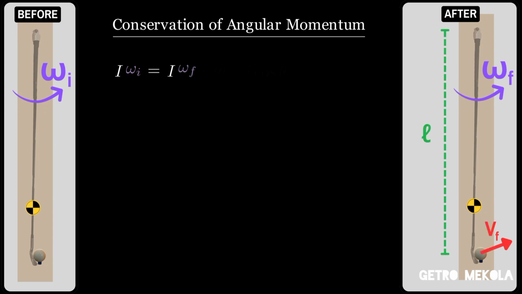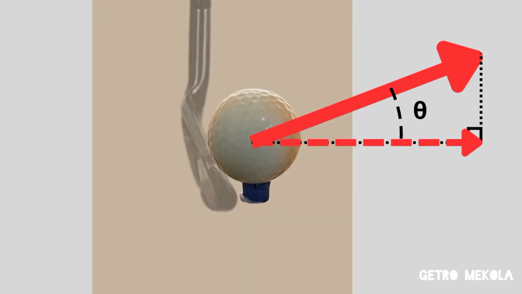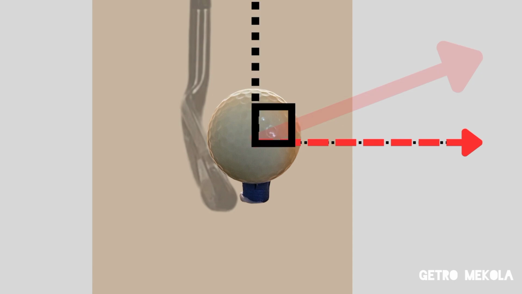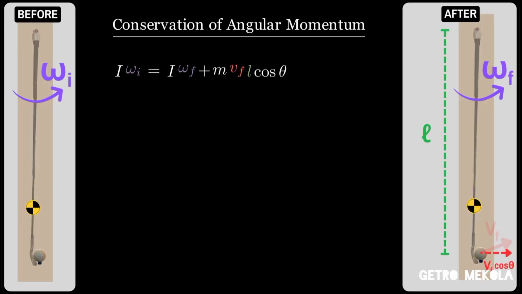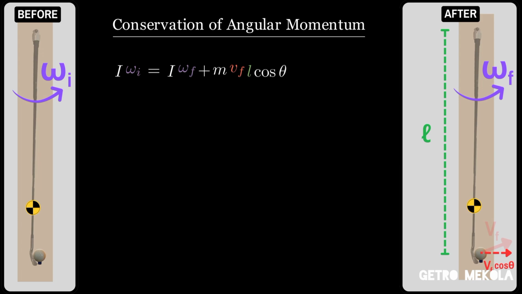After the collision, the golf ball will now be moving, so its angular momentum will be its linear momentum times the distance from the point of rotation. Since the ball will actually be launched at an angle due to the slope of the club face, you need to multiply this term by the cosine of the angle the ball will be launched at to only get the component of linear momentum acting perpendicular. Based on a quick Google search for a 7-iron golf club, I found that it should launch at about 16 degrees. We've now got one equation, but two unknowns.